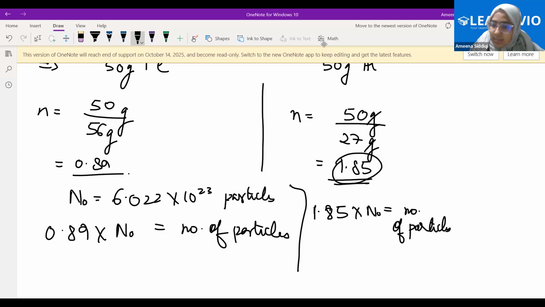Is it understood to you? Yes, ma'am. Did you get it right? I'm not talking about the values, at least the approach to the question was right. Yes, ma'am. Excellent.